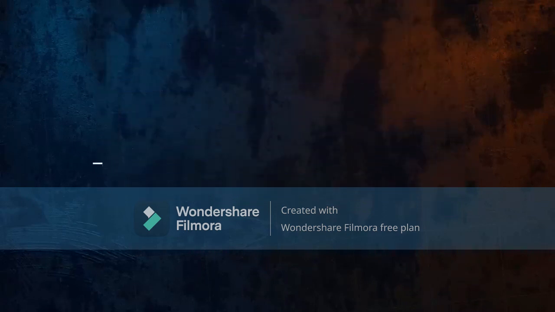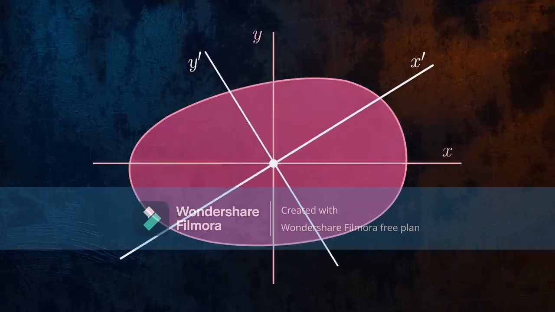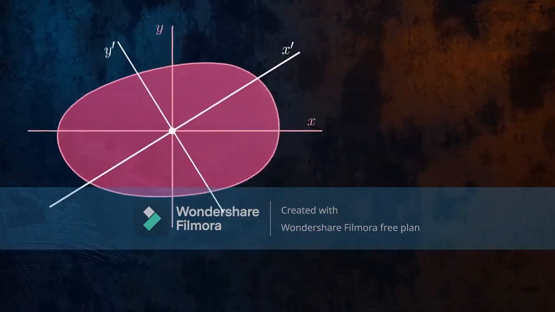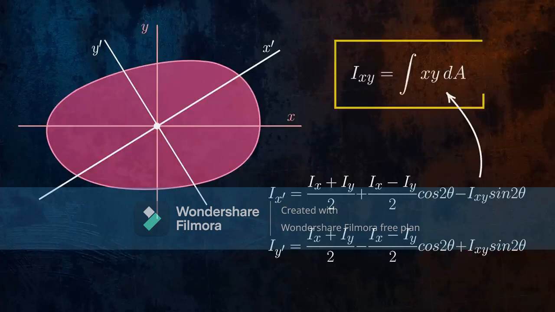To fully master the area moment of inertia, there is one last thing we need to cover, which is the rotation of the reference axes. We can use the transformation equations shown here to calculate moments of inertia for rotated axes. The Ixy term in these equations is the product of inertia, and it is calculated using this equation.